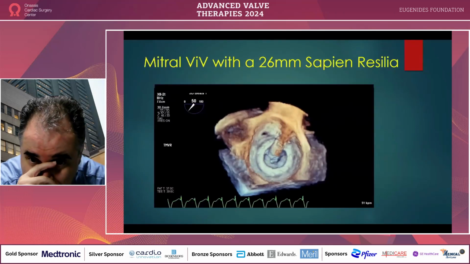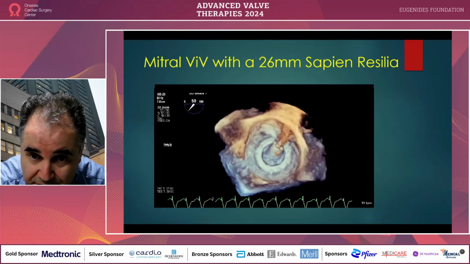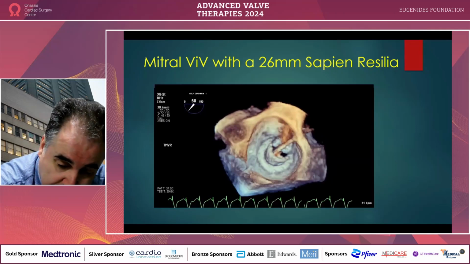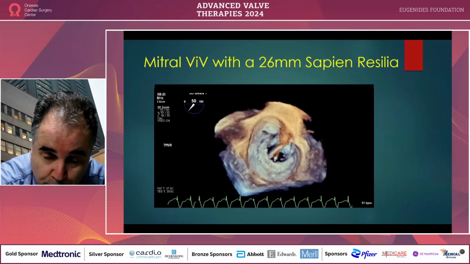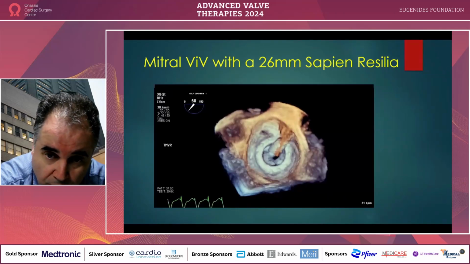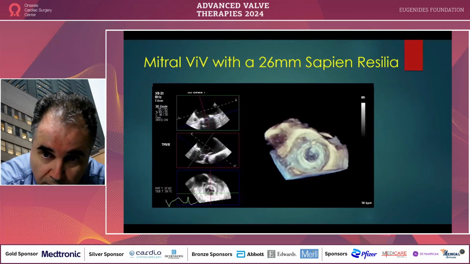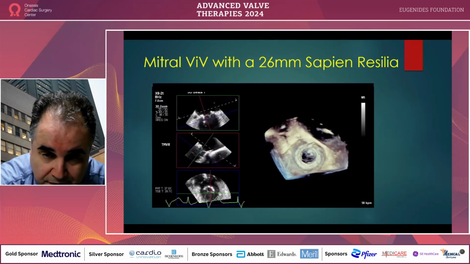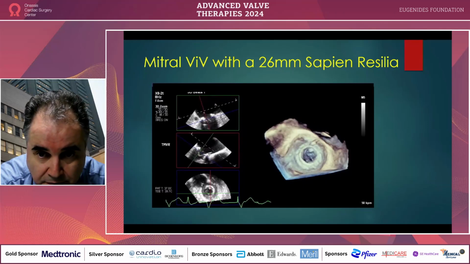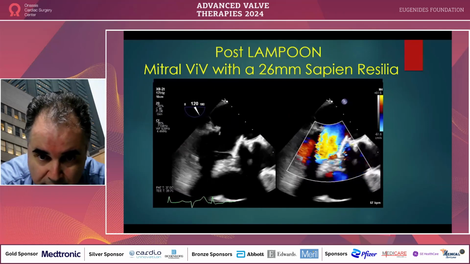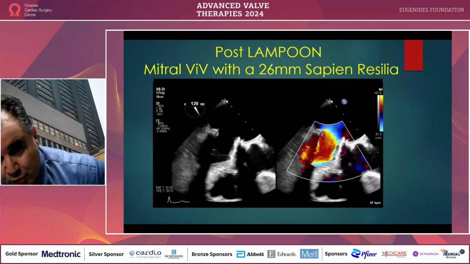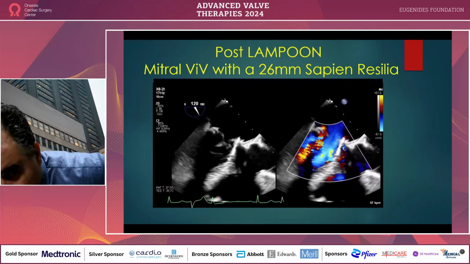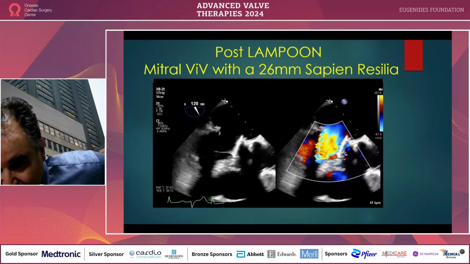And now is rapid pacing, a 26 mm Sapien Resilia was deployed. Great result, no MR, no paravalvular leak. As you can see, in this patient, Lampoon was critical. Without Lampoon, there would have been a hemodynamic collapse.